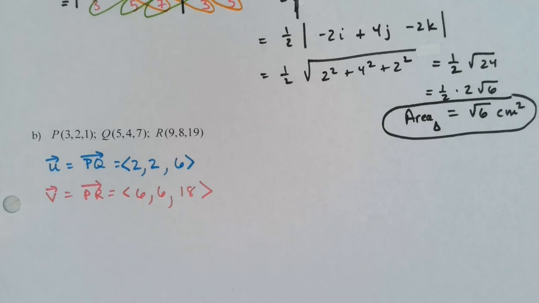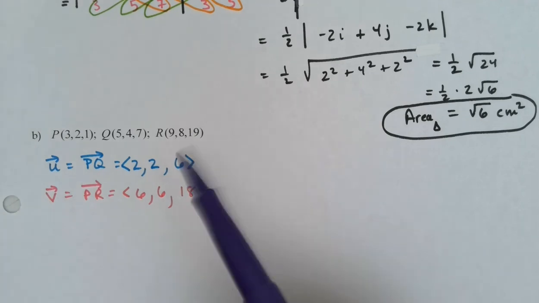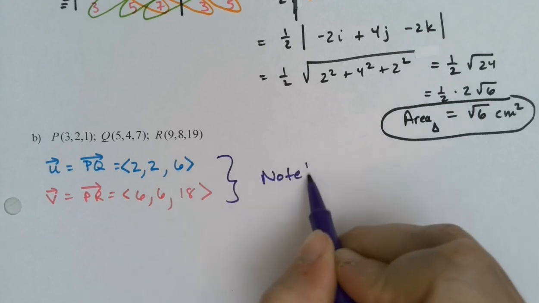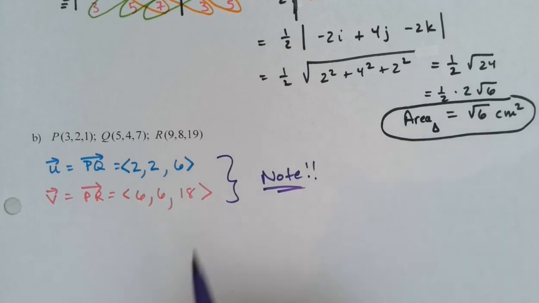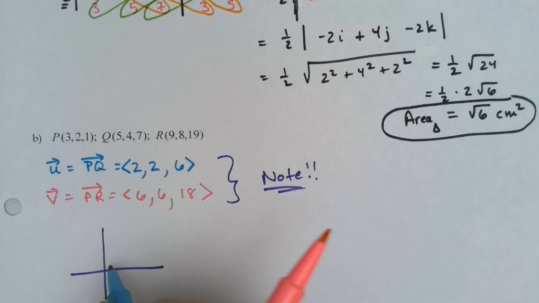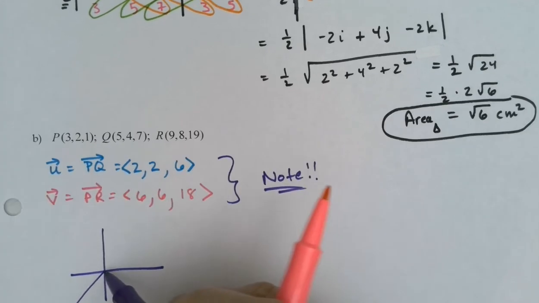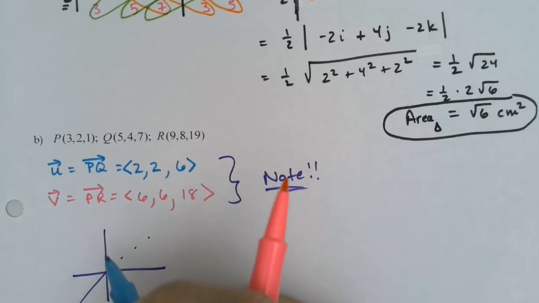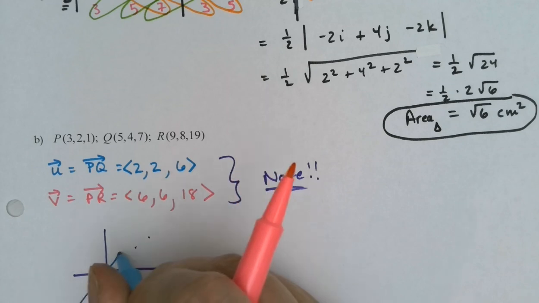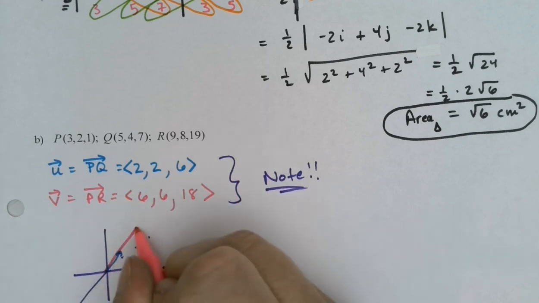There's a problem with this because these two vectors are parallel. So we need to make a note: this is not forming a parallelogram. They're actually the same direction. So if I was going to put them on the coordinate axes, it'll be hard to draw in 3 dimensions, but you'll get the idea. U goes out 2, over 2, up 6. So U goes this way, and V goes the same way.